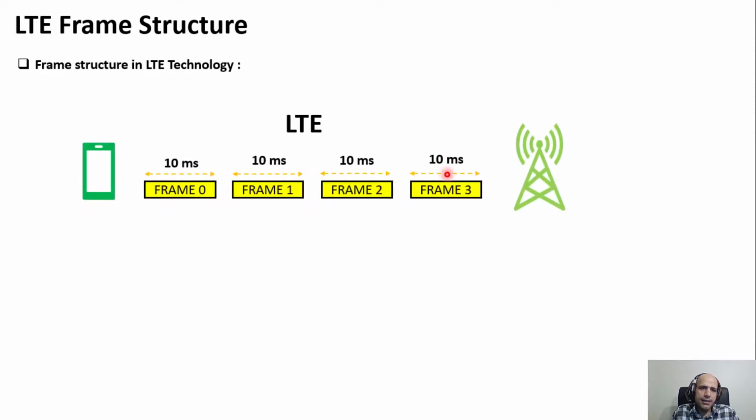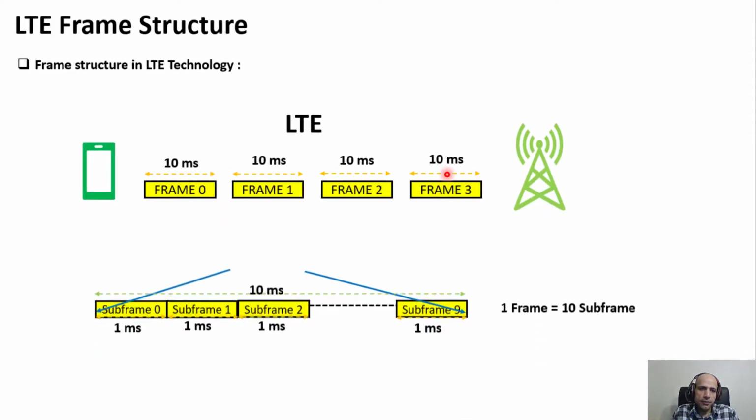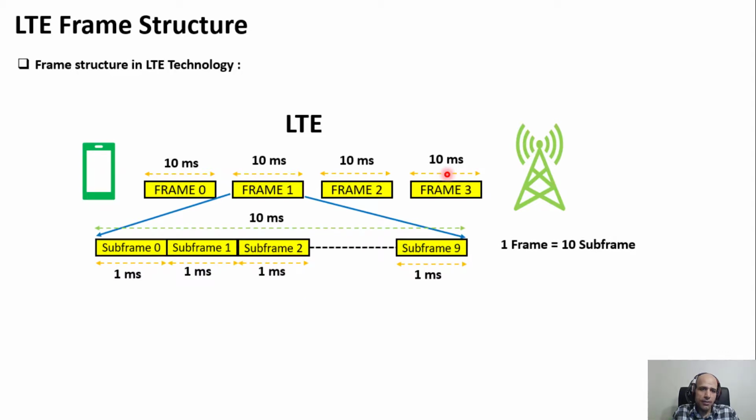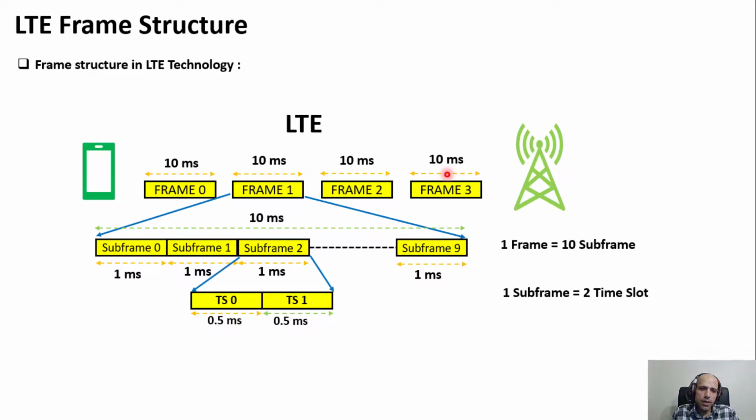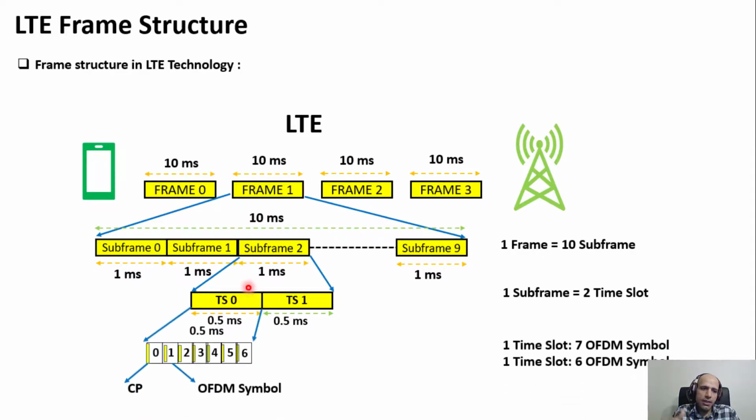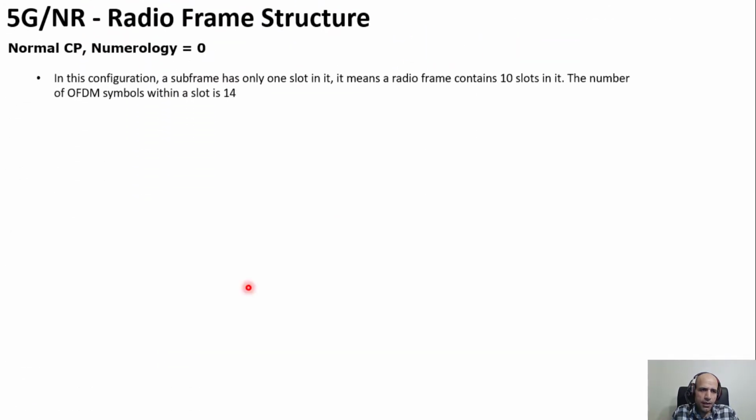In LTE, as you remember, we had a frame of 10 milliseconds. Each frame has 10 subframes, and each subframe is 1 millisecond. Each subframe is divided into 2 time slots, and the time slot, as we said, is fixed at 0.5 millisecond. It is divided into 7 or 6 OFDMA symbols according to your type of cyclic prefix.